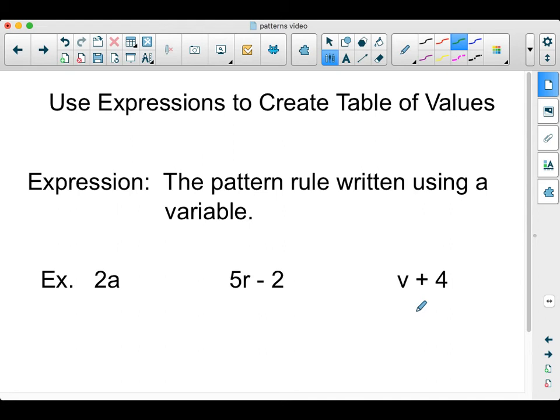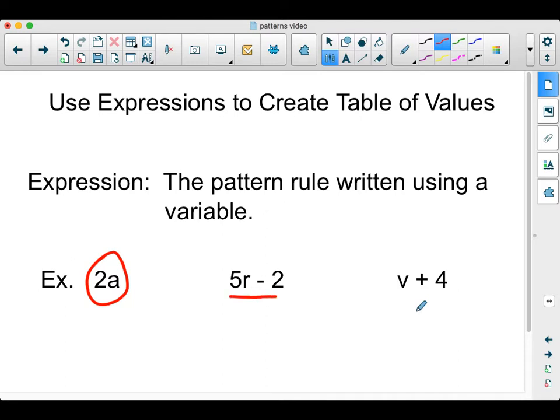In Math with McComish today, we're going to go over how we can use an expression to create a table of values. But first, an expression is just basically the pattern rule written using a variable. So a few examples of this: if I had 2a, that means basically 2 multiplied by whatever a is. Okay, we use a variable because it could be a changing amount.